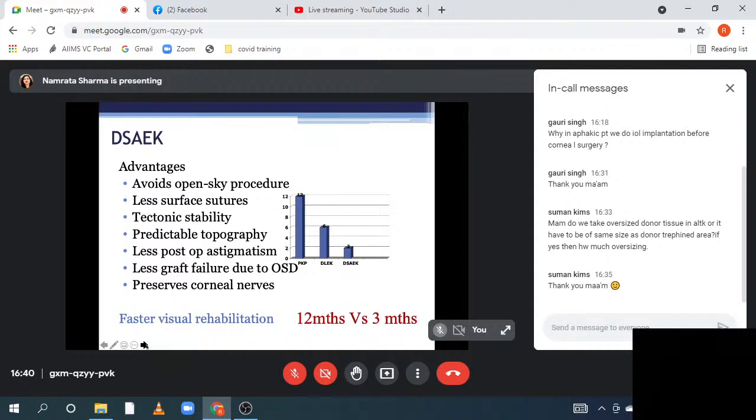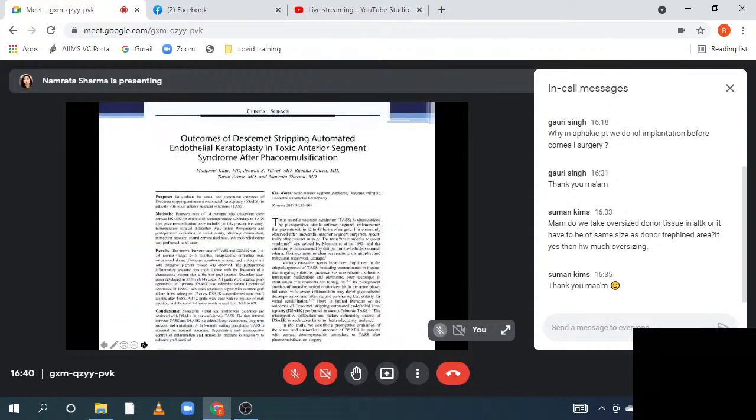Now, it's a much faster visual rehabilitation. After full thickness penetrating keratoplasty, it takes about a year for the patient to be visually rehabilitated. After a DSEK graft, it takes only 3 months, and after a DMEK graft, only 1 month. So as postgraduates, you are supposed to know these figures: 12 months, 3 months, and 1 month.